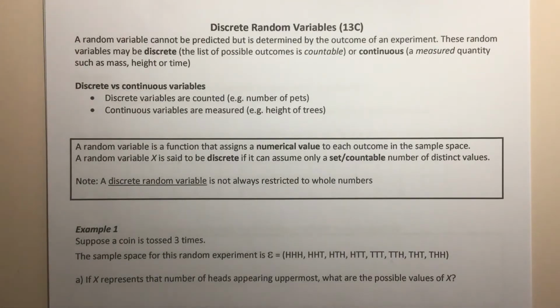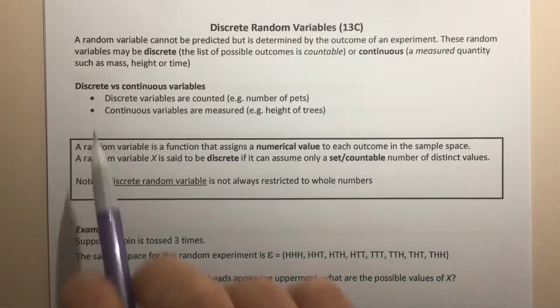Hi there, methods students. In this video, we're going to look at discrete random variables. We'll talk about what they are and then how we can make calculations associated with them. So, some definitions here to start with.